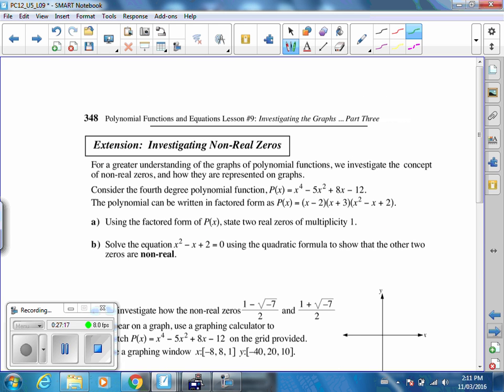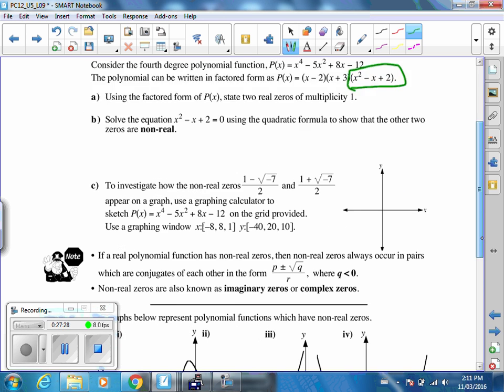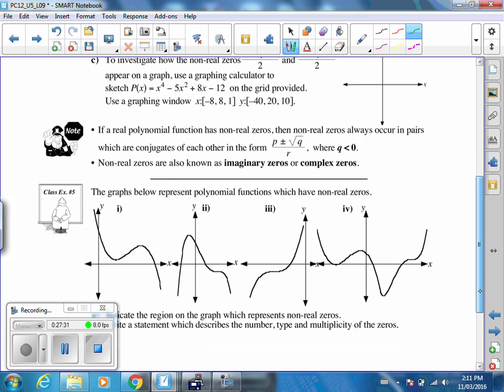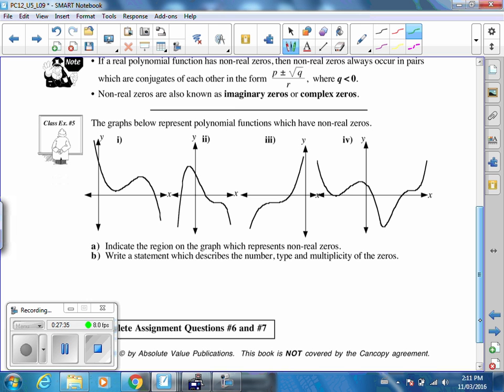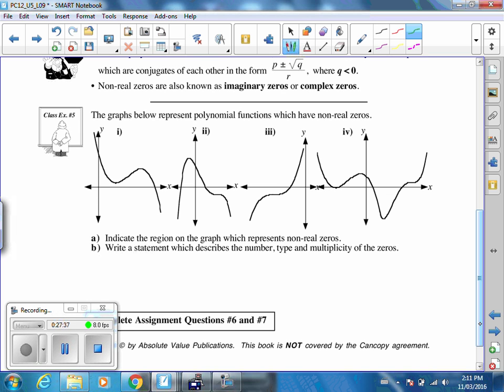Non-real zeros. You'll get this if you graph some things that don't factor all the way into nice regions. Basically the number of non-real zeros is the difference between a function's degree and the number of its x-intercepts. So this would be 1, 2, 3, but it only has 1 x-intercept, so it has 2 non-real.